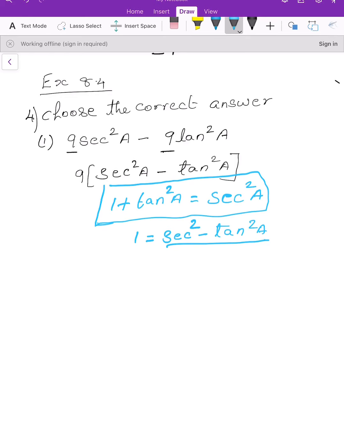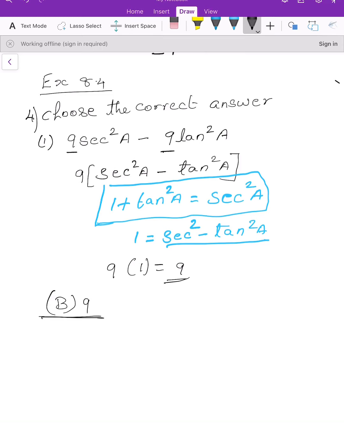In place of secant square A minus tan square A, I can substitute 1 now. That is equal to 1, so the answer is 9 times 1, which is 9. What are the options there? Option B is 9. That is my answer.